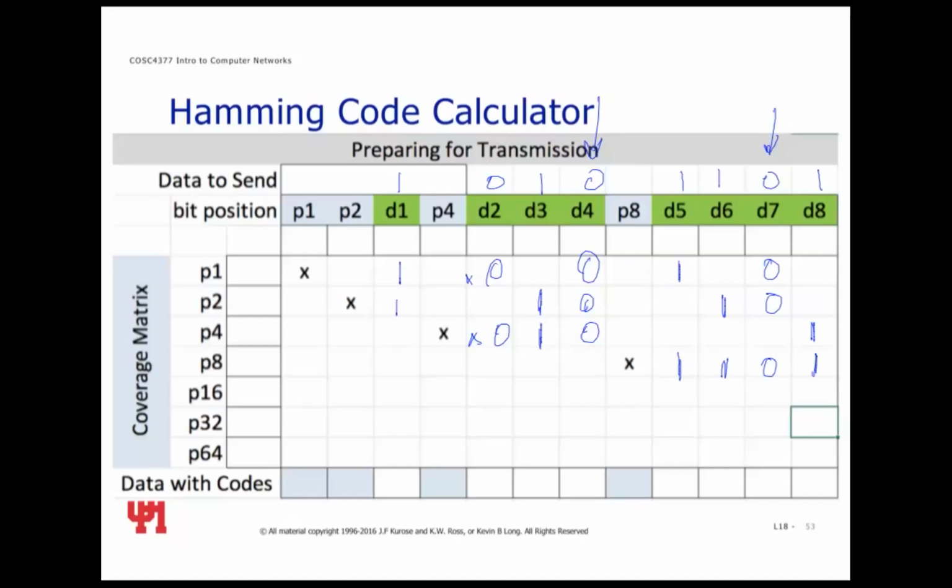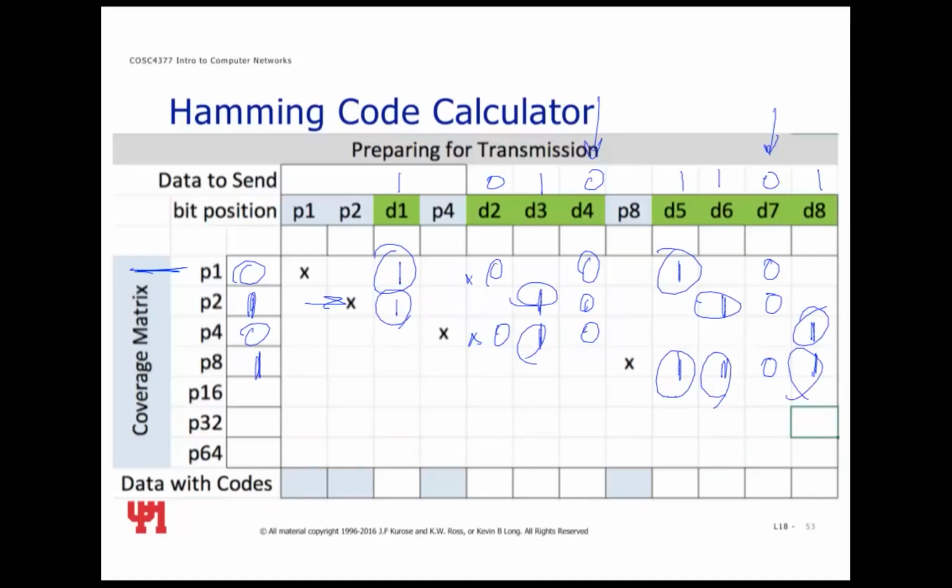All right. Starting with the first row, how many 1s are there? I count 1 here, and I count 1 here. That's even, so that's a 0. What about this row? I count 1 here, here, and here. That's odd, so I need to make it a 1 to make it even parity. The next one has 2 1s, so that's a 0. And the next one has 1, 2, 3 1s, so that's a 1. So now I know the value that P1 should have, and so I can fill it in down here.